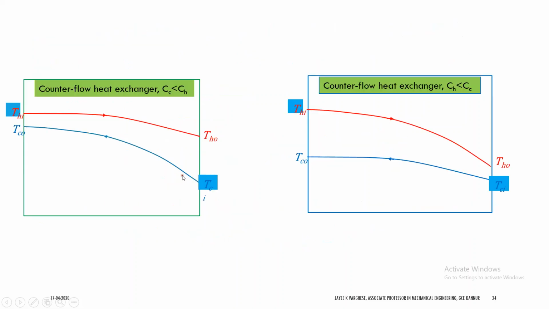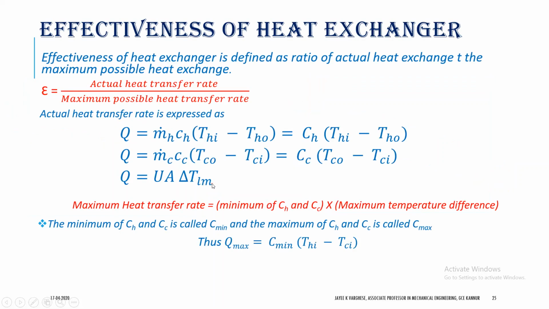So let's see the figure here. Now in this case we know that CC, the heat capacity rate of the cold fluid, is less than the heat capacity rate of the hot fluid. So in that case, the hot fluid will have lower temperature variation as compared to the cold fluid. The cold fluid will be having more temperature variation.